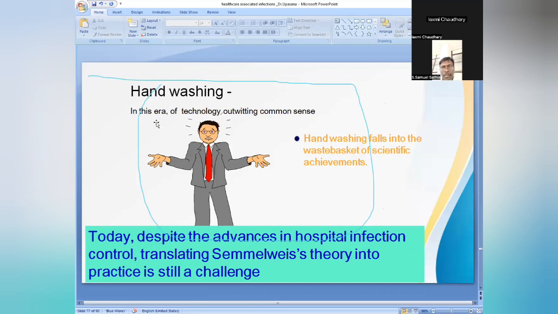So please let me say, in this era of technology, common sense is not so common in common people, as we all say. Hand washing is all that we are teaching. How difficult is it, yet people don't do it.